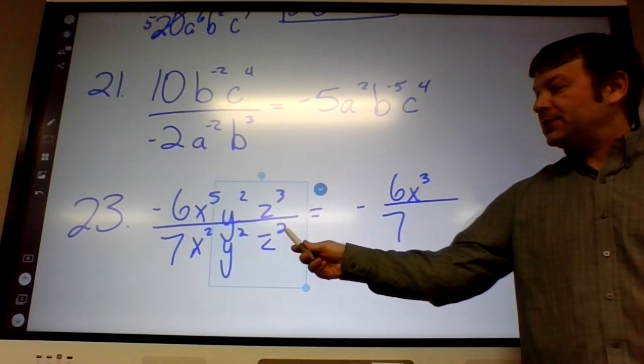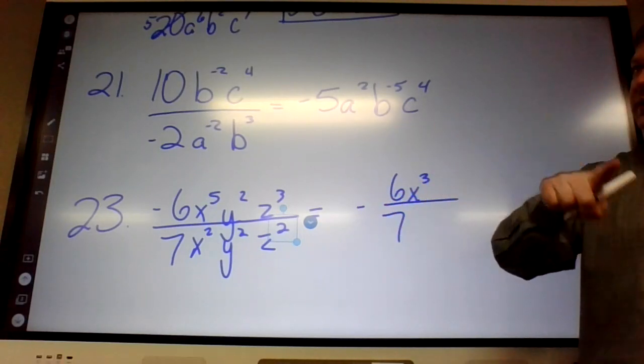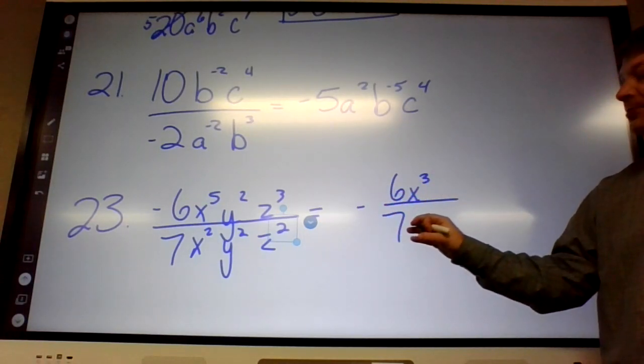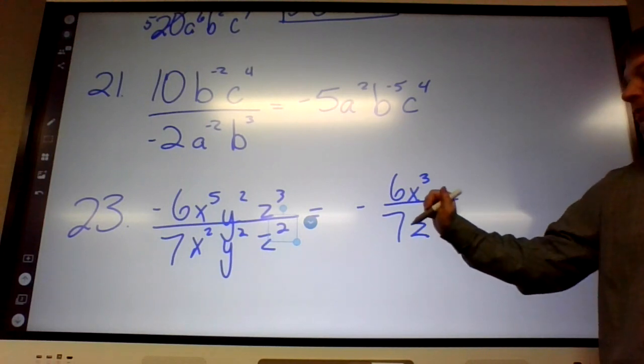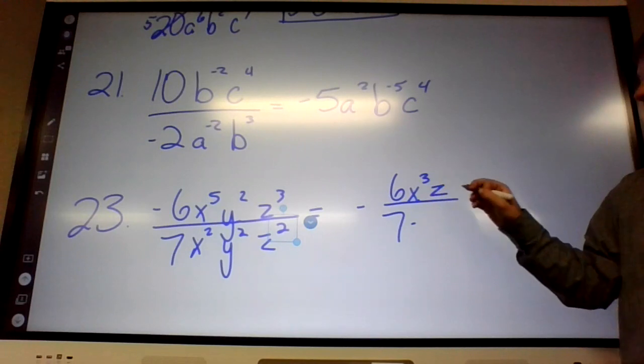Okay, z is 3 minus 2, which is z to the 1. If it had been 2 minus 3, it would be negative 1, which means I just would have put a z on the bottom. But since it's a positive 1, it's going to stay on top.